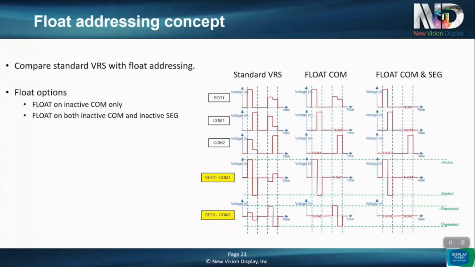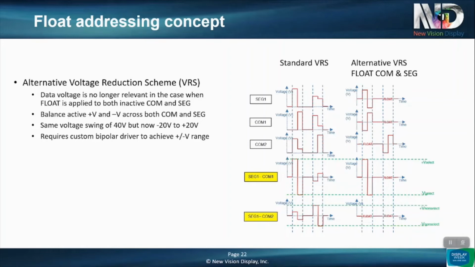Before showing some data on that, there's another concept we can also introduce, and this is to consider using bipolar drivers. So rather than using that normal voltage reduction scheme with a monopolar driver, if we had row and column drivers that both supplied plus or minus 20 volts, then you're combining bipolar pulses, and that might be beneficial in what these float resultants look like.